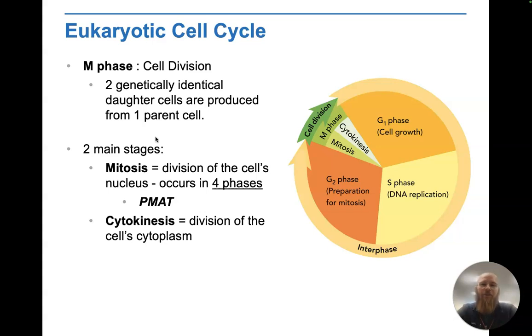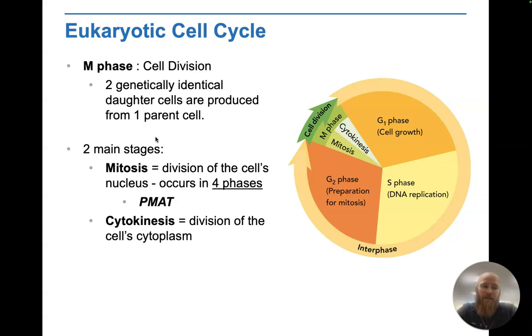And then we get to M phase. This is our cell division phase. Now, M phase might be useful to remember cell division. M could stand for mitosis, but it is important to understand that M phase is not strictly mitosis. It's actually 2 parts to complete the actual division of the cell into 2 daughter cells. So we are creating those identical daughter cells from one parent.